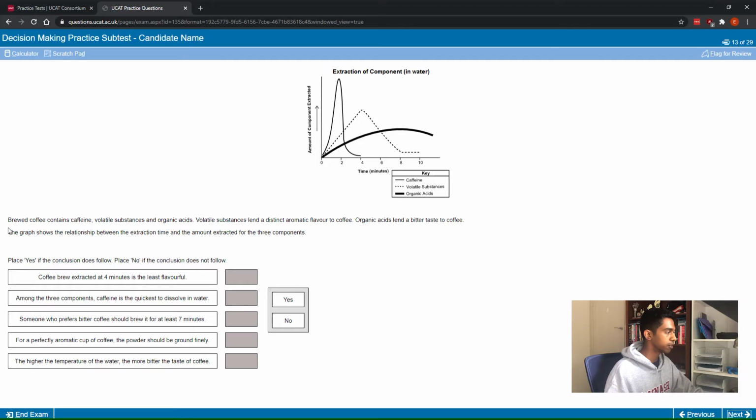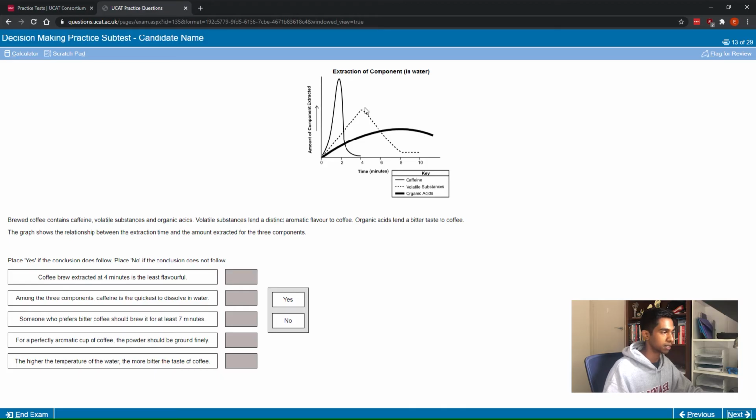So brewed coffee contains caffeine, volatile substances, and organic acids. Volatile substances lend a distinct aromatic flavor to coffee. Organic acids lend a bitter taste to coffee. And then we have this graph here with a key. So this is caffeine, volatile substances, and organic acid, and the amount of component extracted in water as well. Okay. So we have this first statement: coffee brew extracted at 4 minutes is the least flavorful. This is telling us that this is about volatile substances.